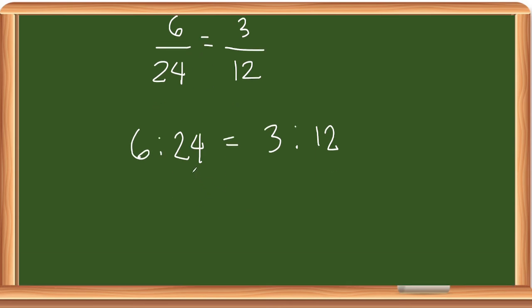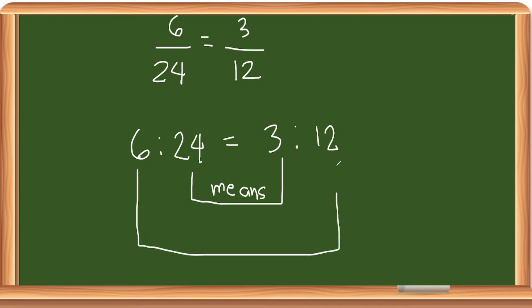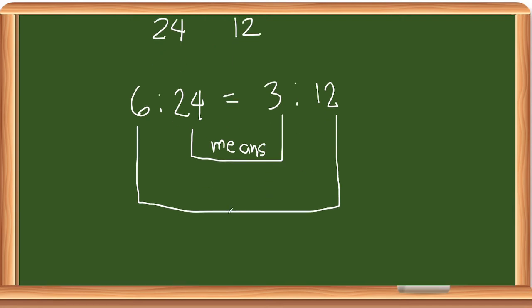Now, these numbers inside are what we call the means. And yung mga number na nasa labas, outside, nasa extremes, sa dulo-dulo ibig sabihin nun. So we have the extremes. Yung means, yung magkadikit na number, yung extremes, yung dulo-dulo na number, no? Now, it says here, the product of the means is equal to the product of the extremes.